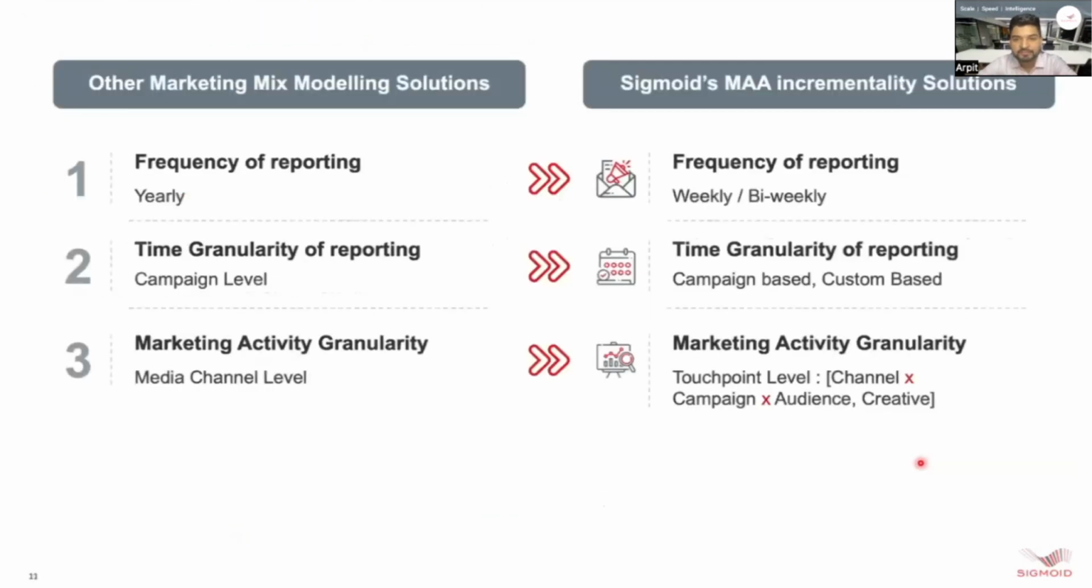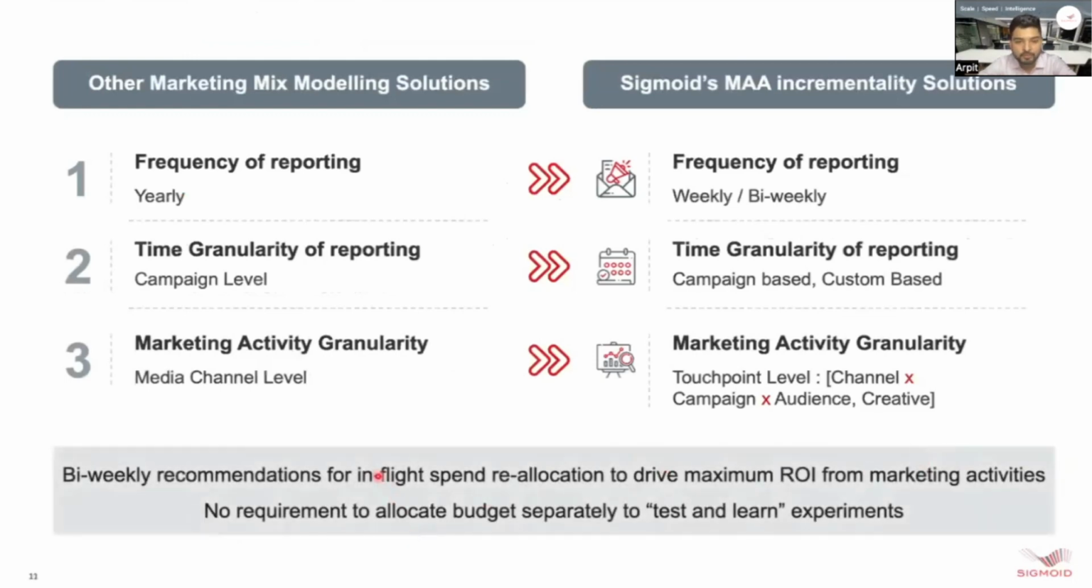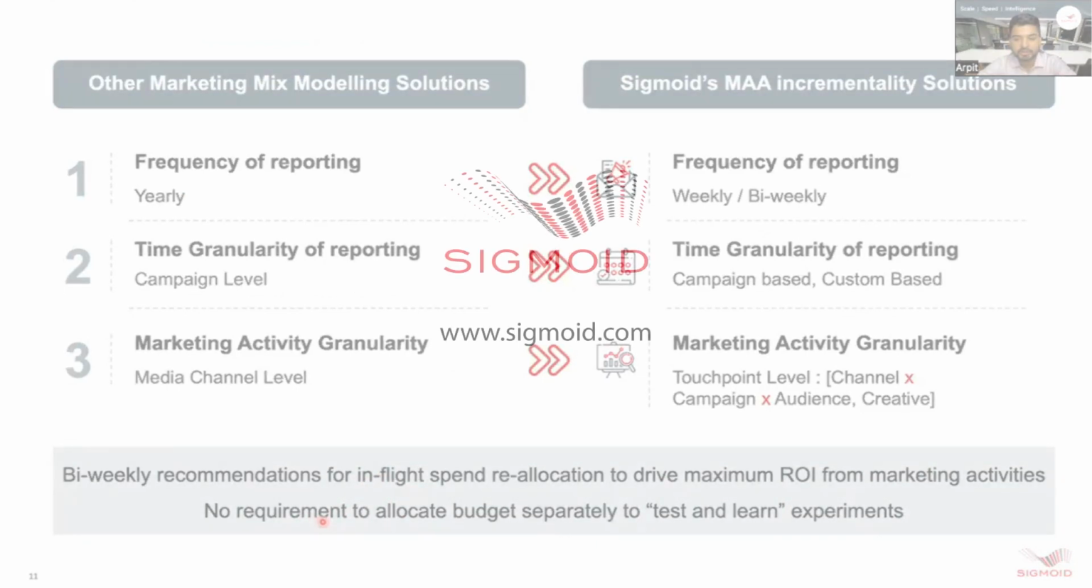As we have discussed, Sigmoid's MAA incrementality solution has the upper hand over other solutions. We can do bi-weekly recommendations for in-flight spend reallocation to drive maximum marketing ROI. And there is no requirement to allocate budget separately for test and control experiments.